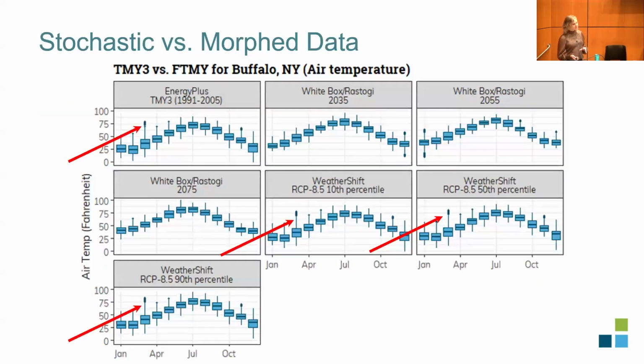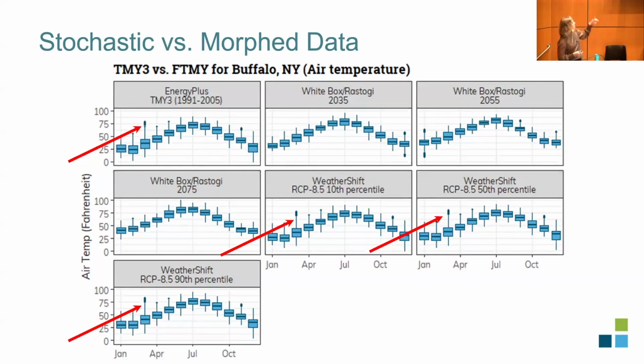And a quick illustration of how morphing and statistical methods might look different. In the upper left-hand side, that's your TMY3. That's the typical baseline older weather data. The next three across are examples of statistical methods. These are box and whisker plots. The inner quartile is the box, and the outer quartiles are the whiskers. And then the next three are three examples of morphing.